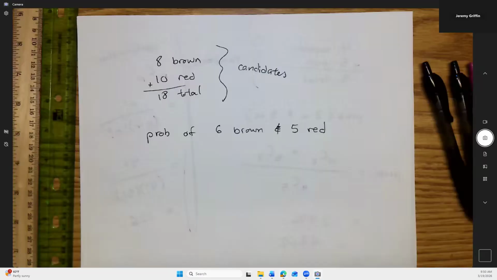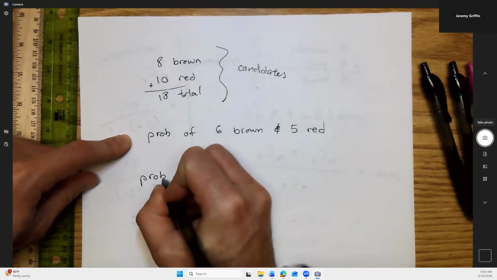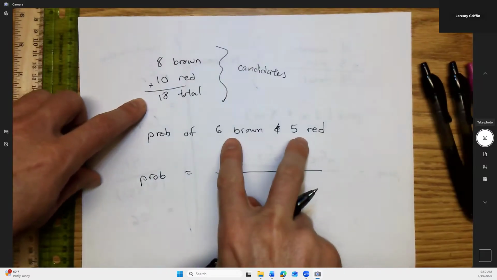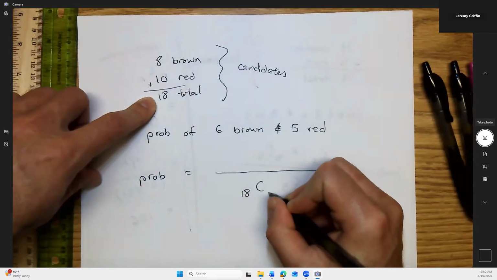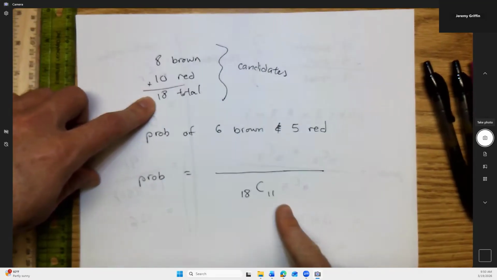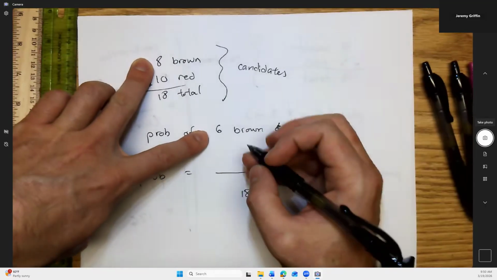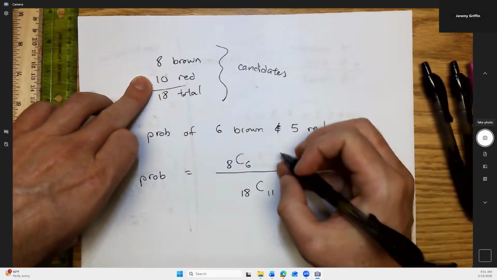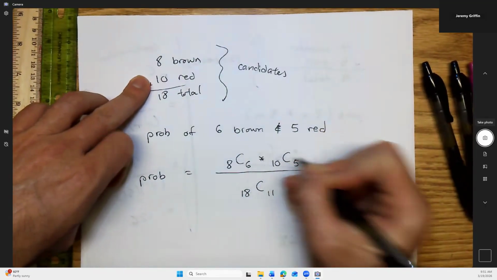This is pretty similar to the other scenario we just saw. So what's this probability? Again, instead of a fraction, we're choosing 11 total out of the 18 total, so it's 18 choose 11, with combinations. And out of the 8 brown, what's the chance that she picks 6 of those? So 8 choose 6. And out of the 10 red, she chooses 5 of those, so it's 10 choose 5. And I can simply multiply those together, just like I did the last one.